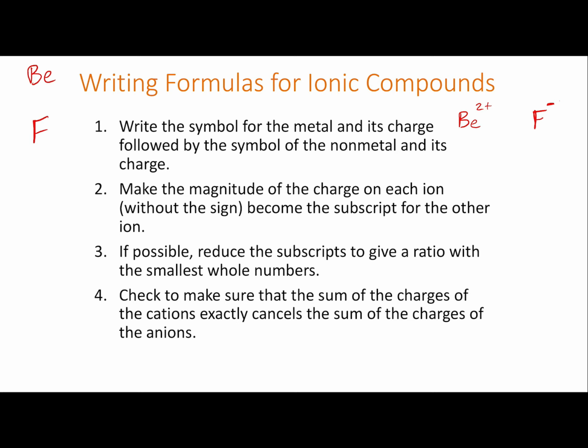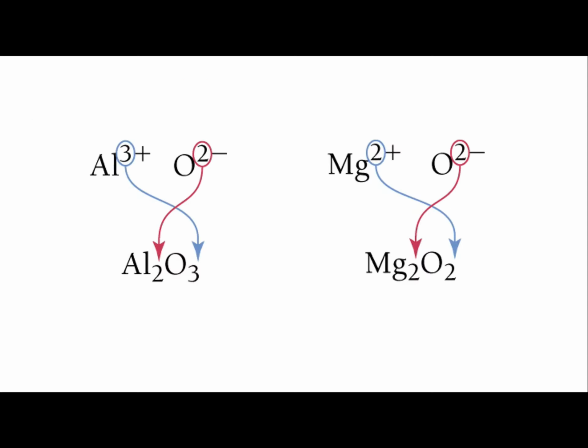Okay, make the magnitude of the charge on each ion, without the sign, become the subscript for the other ion. What does that mean? It means make the 1 that's above fluorine be the 1 under beryllium, and the 2 above beryllium be the number under the fluorine. If that sounds funny, it's meant to look like this. So by doing this, we are going to basically create the formula.